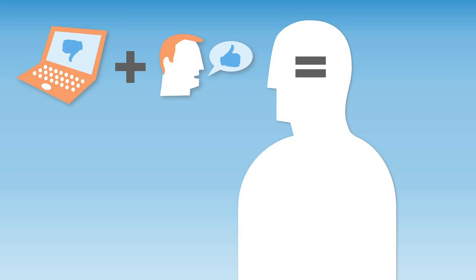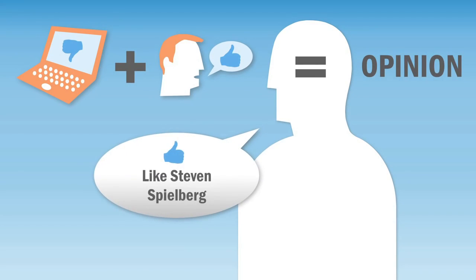You read a negative review for the latest Steven Spielberg movie. You hear from a friend that it's actually pretty good. You put both of those sources together and use them to form an opinion based on what you already know. You know you like Steven Spielberg, but maybe you're not really interested in the movie. You decide to wait till it comes out on DVD.